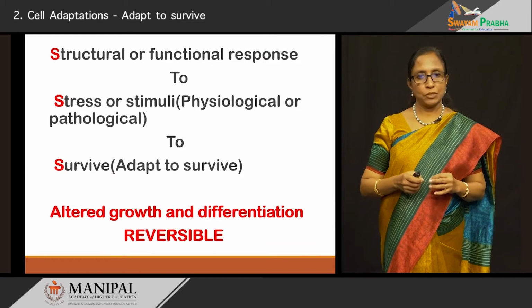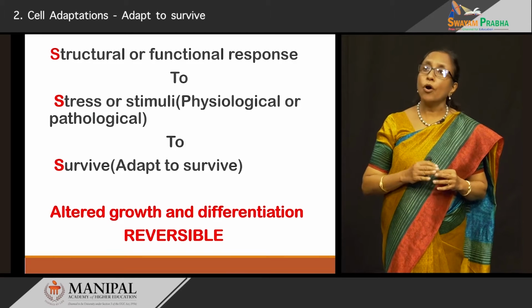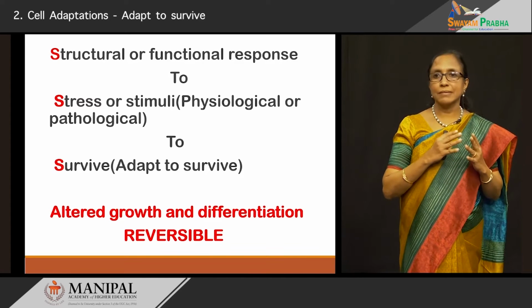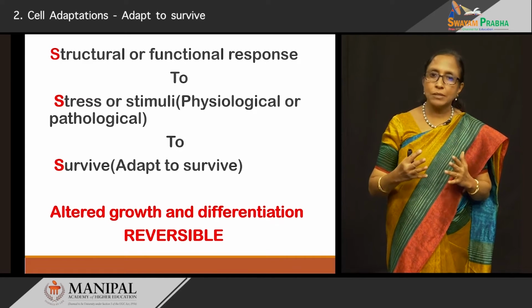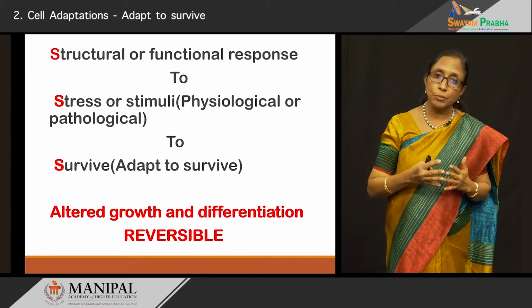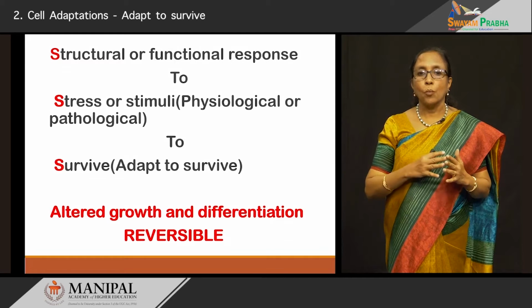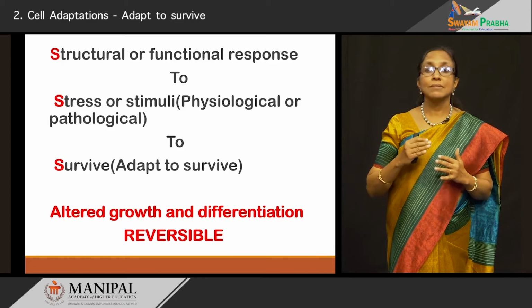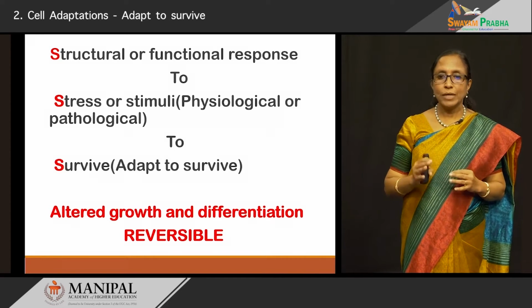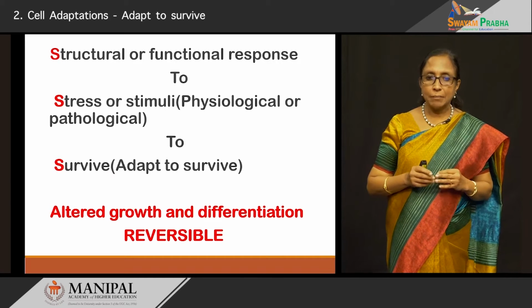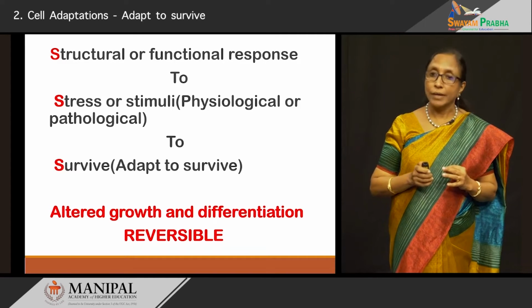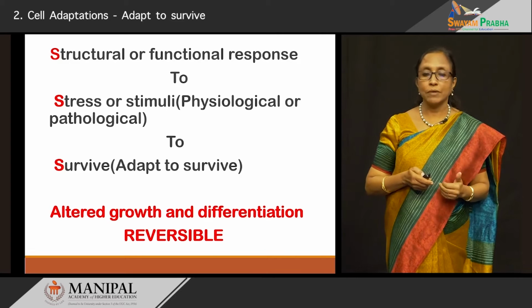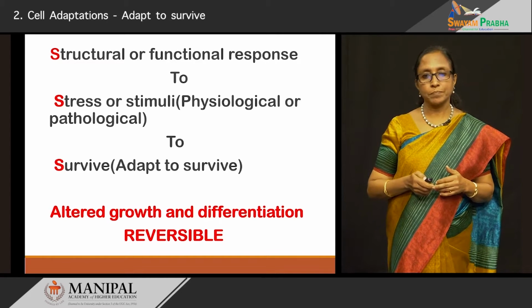Now, what is adaptation? It is a structural or a functional response to any stress. It can be a demand, increased workload, some other hormonal change, maybe a physiological process or a pathological process. Whatever it is, the response to that which makes that cell or tissue survive, that is adapt to survive. So, that is what we mean by adaptation. And as I mentioned, most of it is reversible, and we will be looking at altered growth and differentiation. Today we will be looking at altered growth alone.